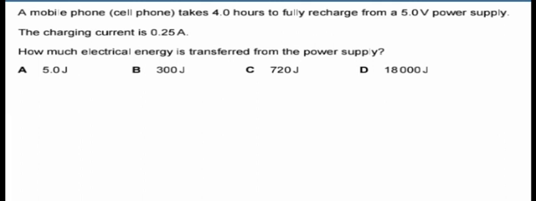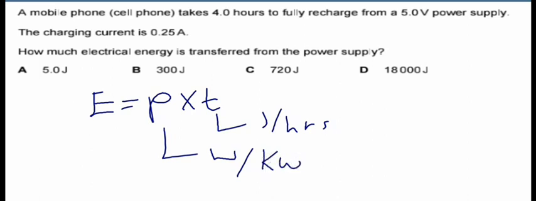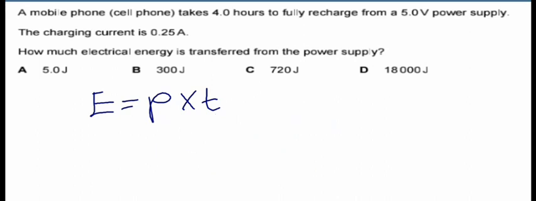So the first thing here, we need to know the formula. Electrical energy is given by E equals power multiplied by time. The time here should be in seconds, then power should be in watts. Or if you want, you can say time should be in hours, then power should be in kilowatts, whichever way you choose. But I'm going to choose seconds and watts.